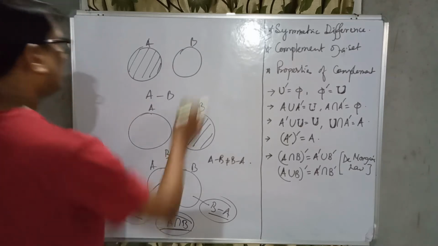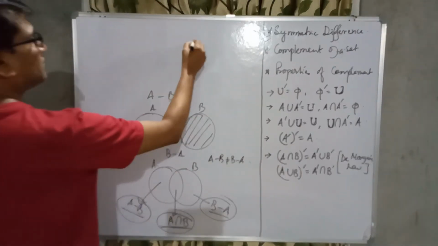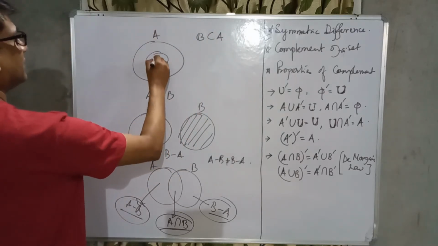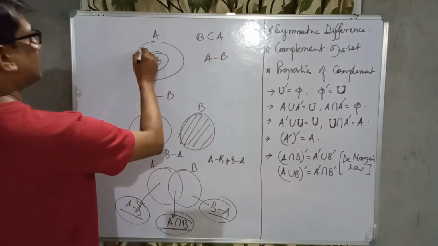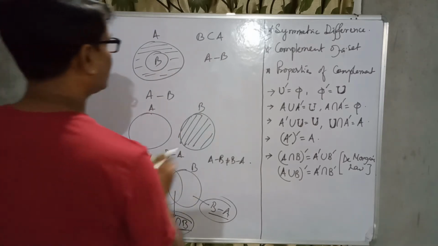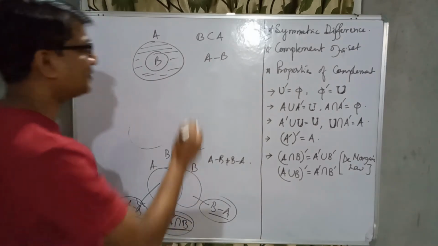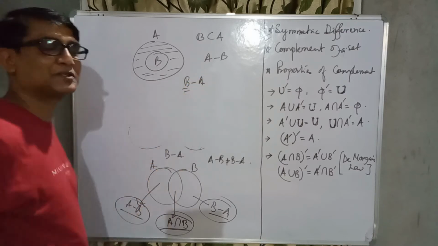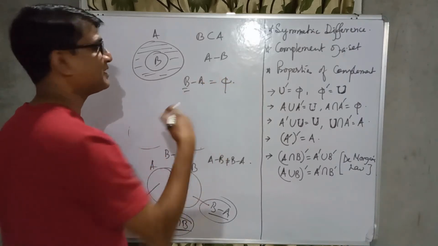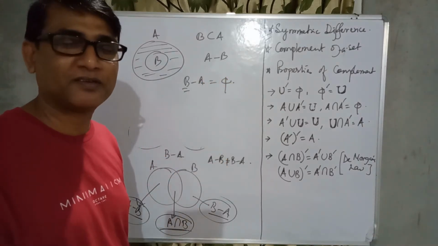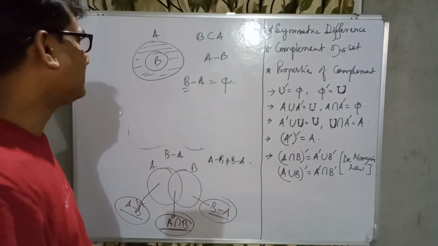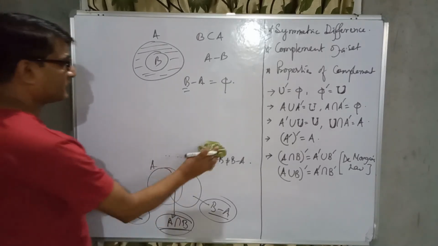But if B is a subset of A, then what will A minus B be? This is A, this is B. Which part is A minus B? It belongs to A but not to B. This is A minus B. But in this case, what is B minus A? The elements belonging to B but not belonging to A. No elements are there. So be careful of A minus B and B minus A in these situations. These may be the situations for the differences.